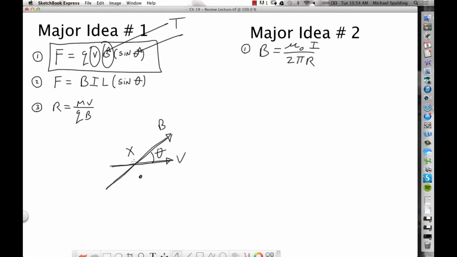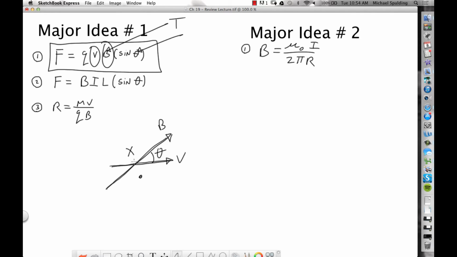You guys remember this? Where are my vectors? So look, this vector right here represents the magnetic field. This one represents the velocity of the charged particle. What I'm saying is this: the force of the magnetic field is going to be perpendicular to the plane that's made by B and V. It'll either be perpendicular this way or perpendicular that way. Now, how do you figure out which way it's going to be?